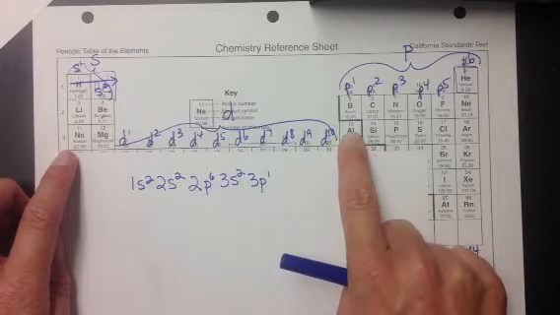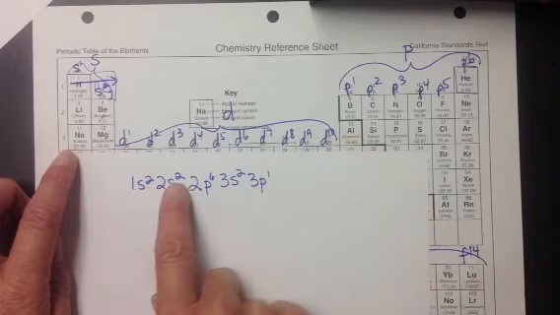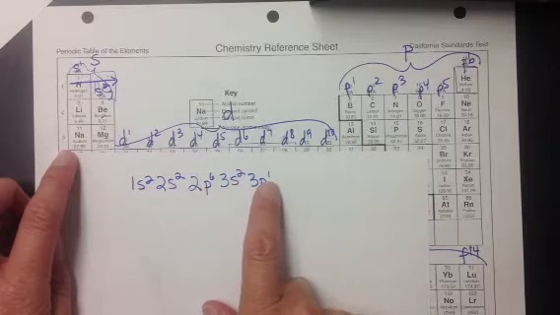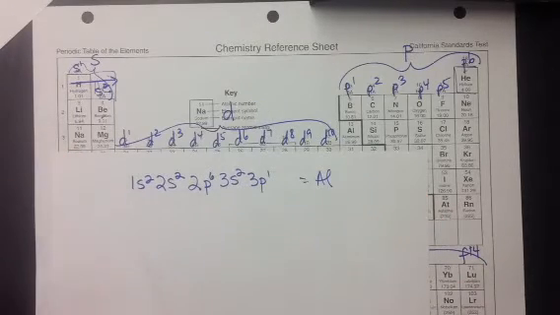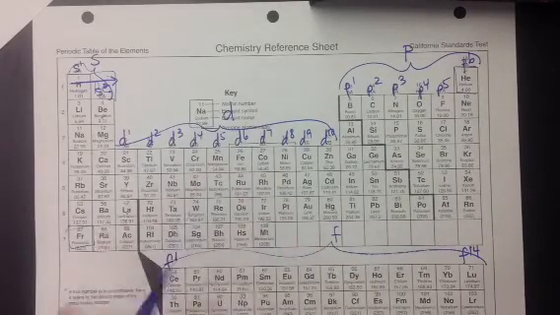So aluminum has 13 electrons, so if I add up 2 plus 2 plus 6 plus 2 plus 1, that gives me 13 electrons. So this is the electron configuration for aluminum. Those are pretty simple. But then we get down into this d block.